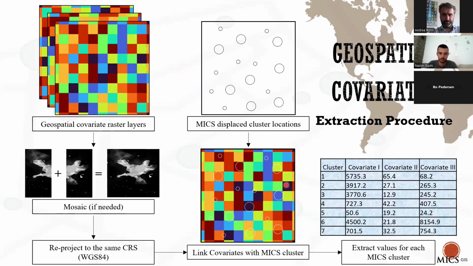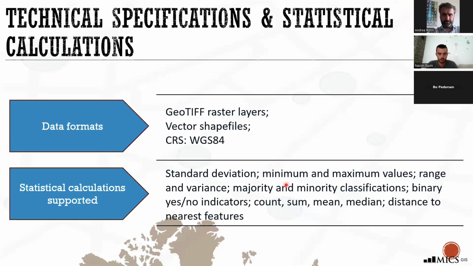And once we have this repository in one place, we are now just linking this with the MICS survey location data, and we are extracting the values for each of the MICS clusters and MICS reporting domains. The data formats that our tools are able to use to calculate the geospatial covariates come in two different file formats. One is GeoTIFF raster files, and the other is vector shapefiles. So these are the two main sources that we are using.